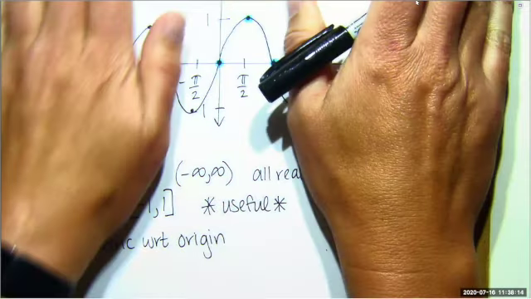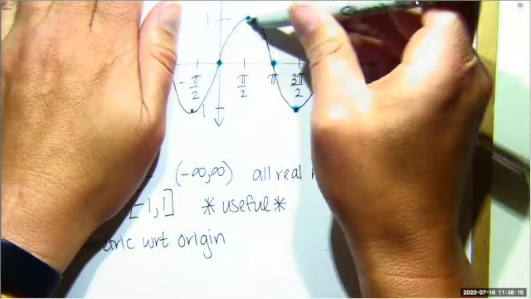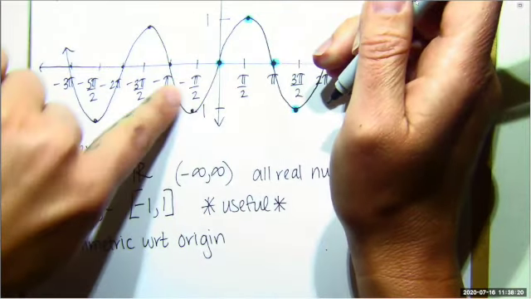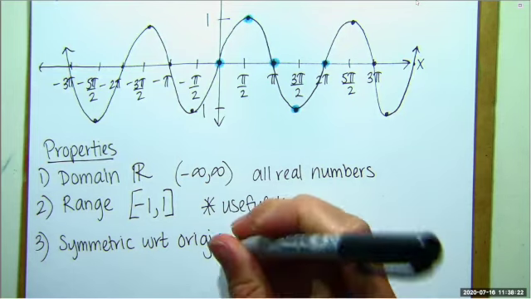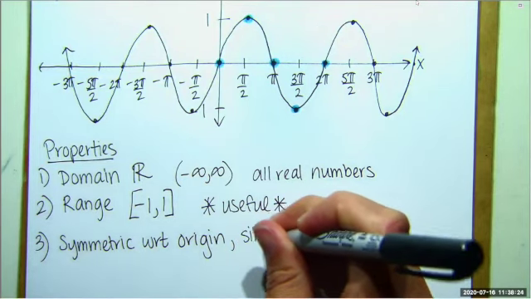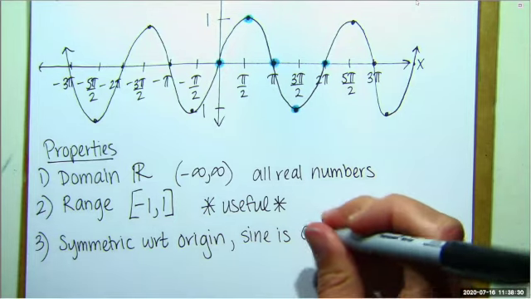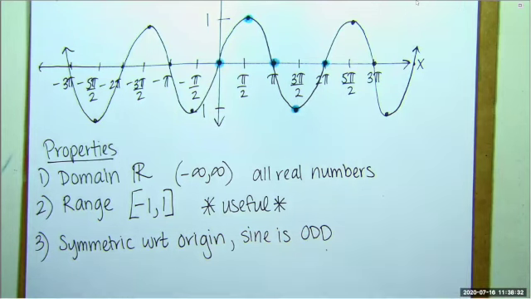So if we look at the middle here, this part of the graph gets rotated around and looks just like this part of the graph. So this graph is symmetric with respect to the origin. Sine is what? Even or odd? Odd. Every odd function, the graph will always be symmetric with respect to the origin.